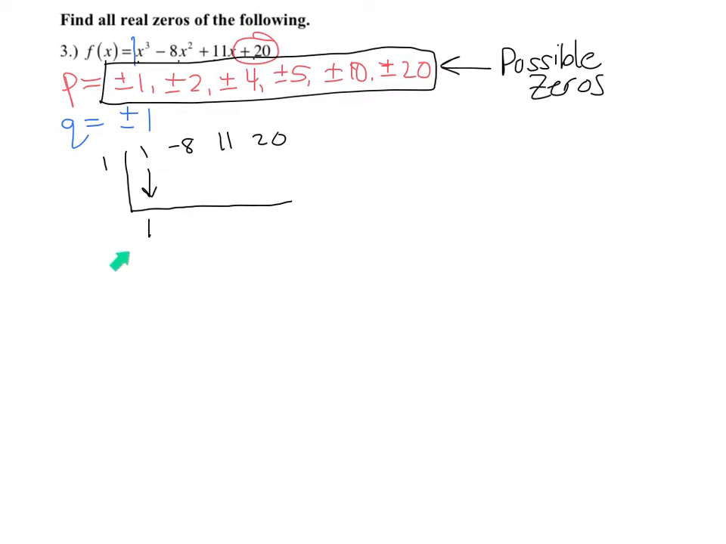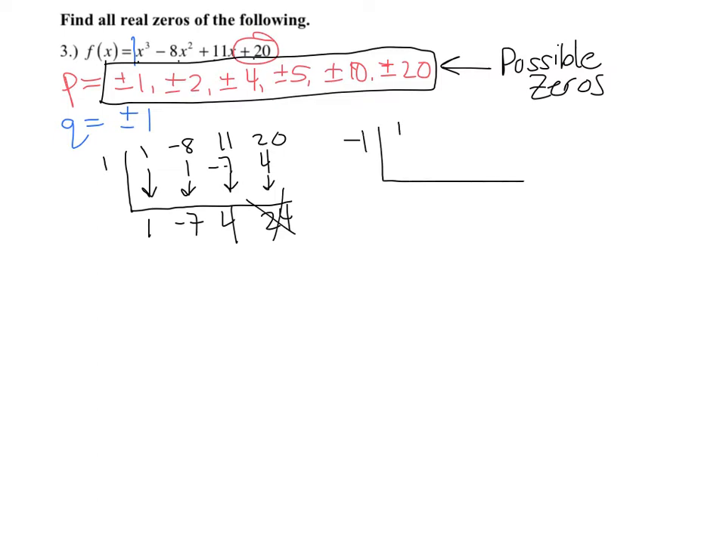Then we start the process where we take this number and multiply it by the outside and put it under here. So 1 times 1 is 1. Then I add straight down in my column. So negative 8 plus 1 gives me negative 7. Then we're going to take the negative 7 times the 1 and put that in the next column. So negative 7 times 1 is negative 7. Add straight down, we get 4. Then we take the 4 times the 1 and put it in our next column. That's 4. 20 plus 4 gives me 24, which is not 0. So 1 is not a 0 of this function, and I have to move on and try another.